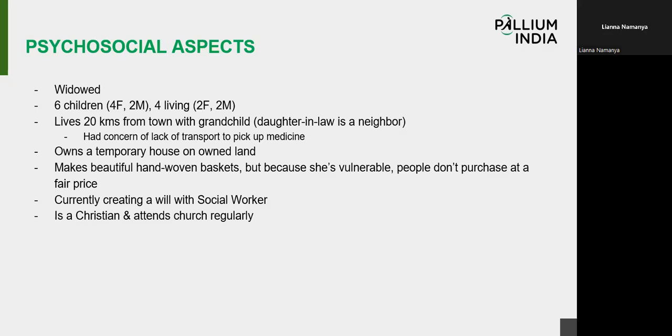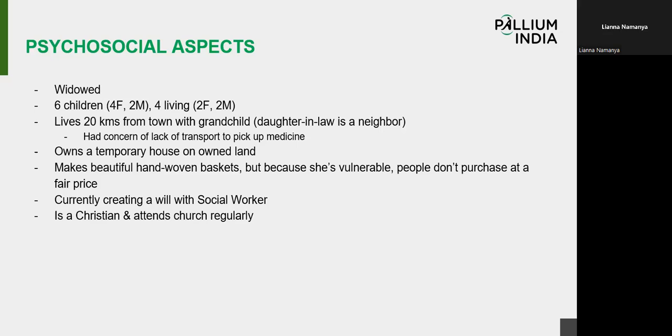So she was widowed. She has 6 children, but 2 of them passed away. She lives 20 kilometers from town, which is quite far. So one of her biggest concerns when we met her is that when her morphine and medications ran out, she had difficulty accessing town if she didn't have money. She would have to walk that long distance, and imagine walking 20 kilometers when you're in severe pain. So that was something causing her a lot of distress.